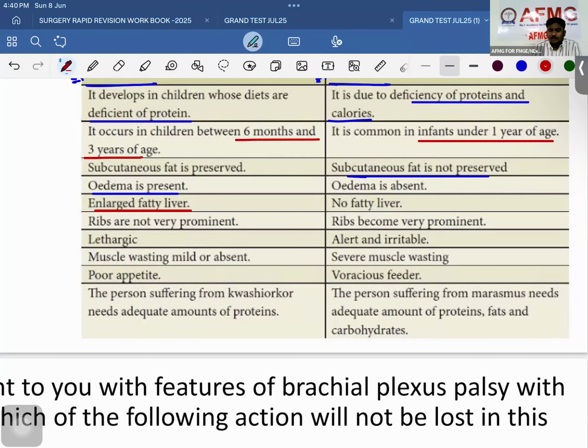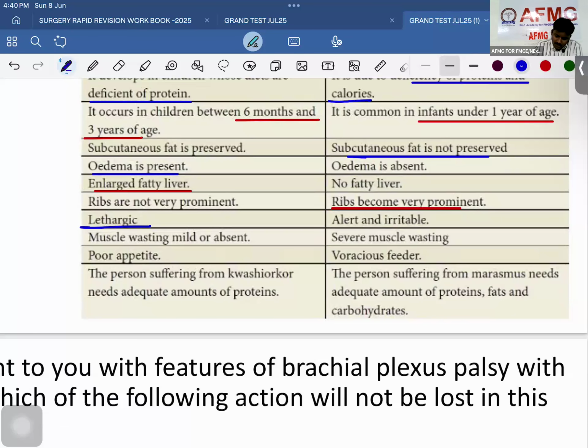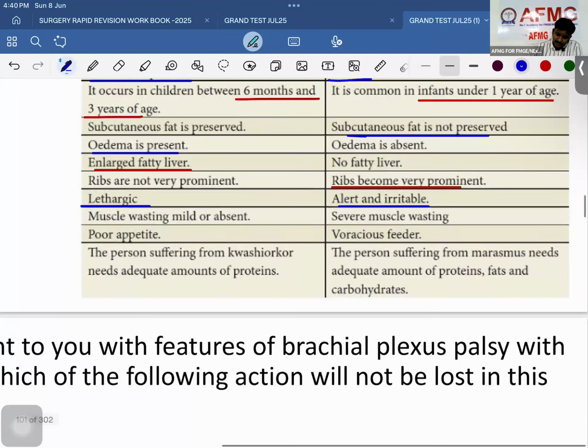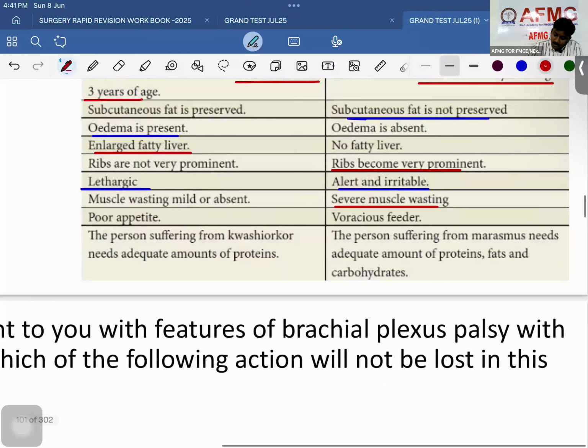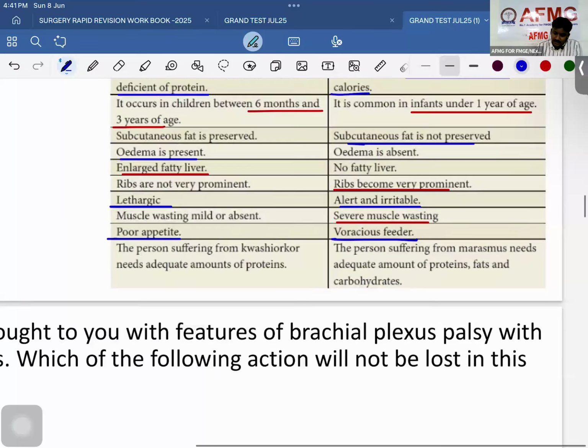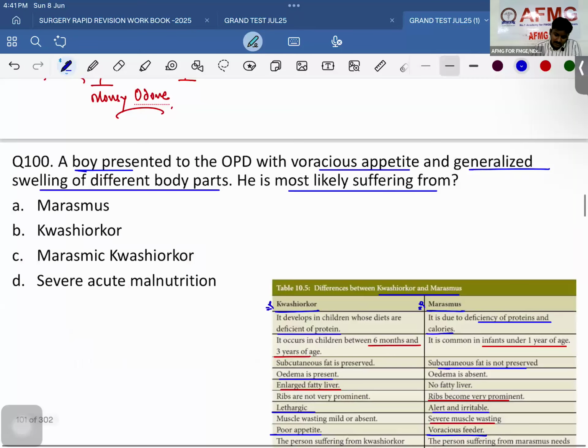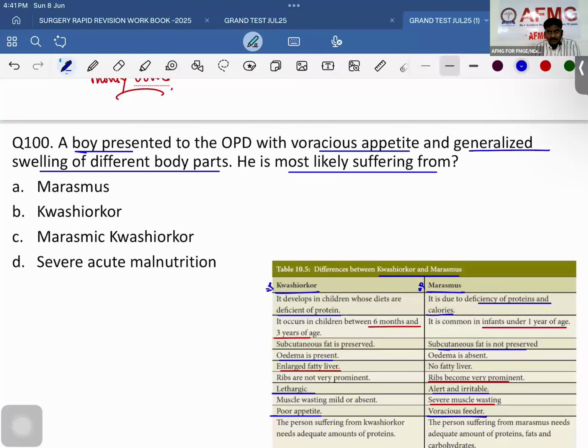The child will be lethargic in which condition? Kwashiorkor. And the child will be alert and irritable in marasmus. Okay? Mild or no muscle wasting in kwashiorkor, but severe muscle wasting will be found in marasmus. Poor appetite is a feature of kwashiorkor. Voracious appetite is a feature of marasmus. Important if they ask you, definitely: moon-like faces, kwashiorkor. Old man-like faces, marasmus. That is important to be remembered.